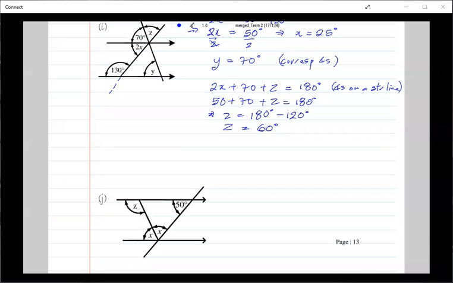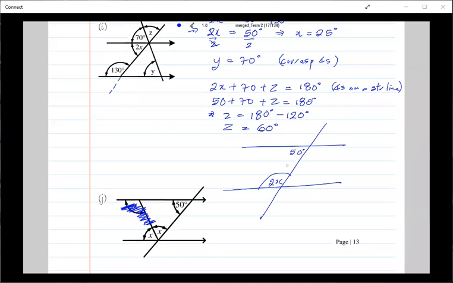All right, so this is J. What I would show you with J, as I was doing previously, I'm going to block out some of the information. If we block out that information, what we'll see is that we'll have two parallel lines cut by a transversal. The angle here is 50, and the angle here is x plus x, which is 2x.